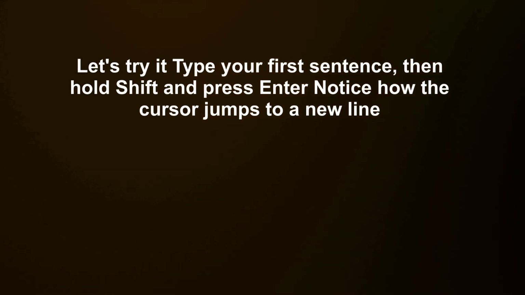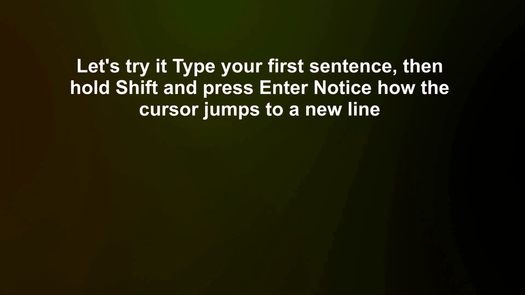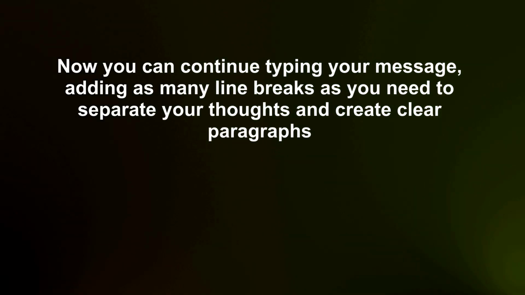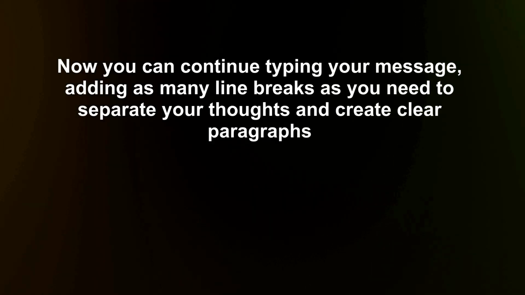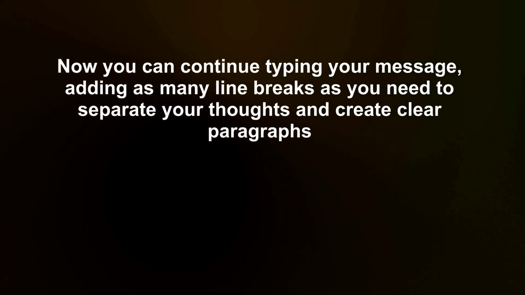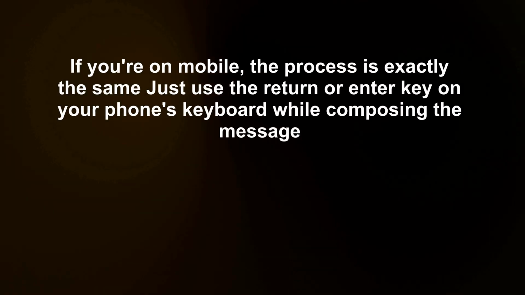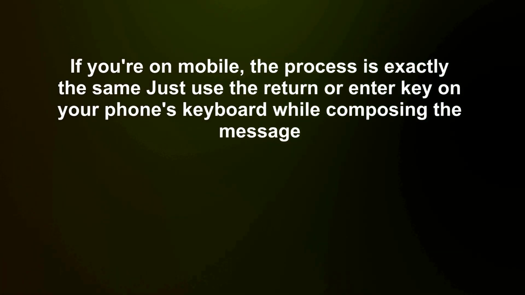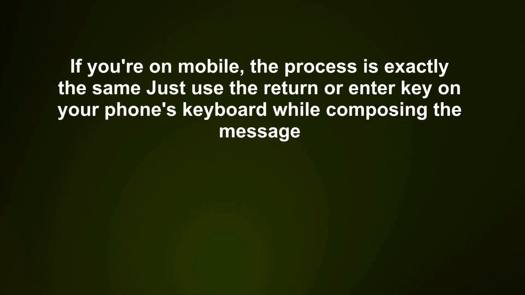Let's try it. Type your first sentence, then hold Shift and press Enter. Notice how the cursor jumps to a new line. Now you can continue typing your message, adding as many line breaks as you need to separate your thoughts and create clear paragraphs. If you're on mobile, the process is exactly the same. Just use the Return or Enter key on your phone's keyboard while composing the message.